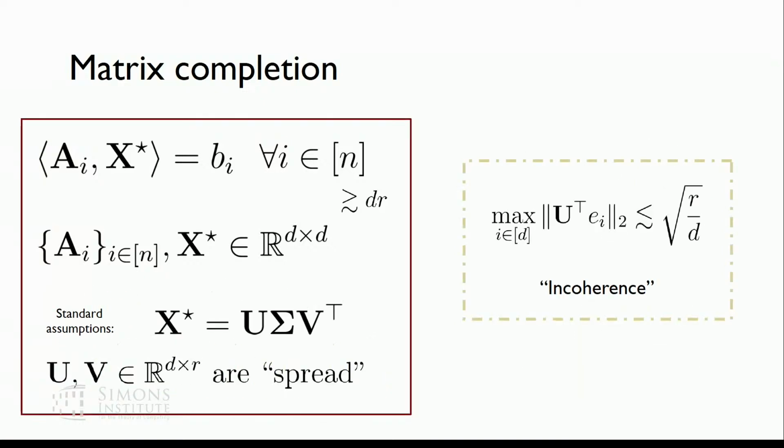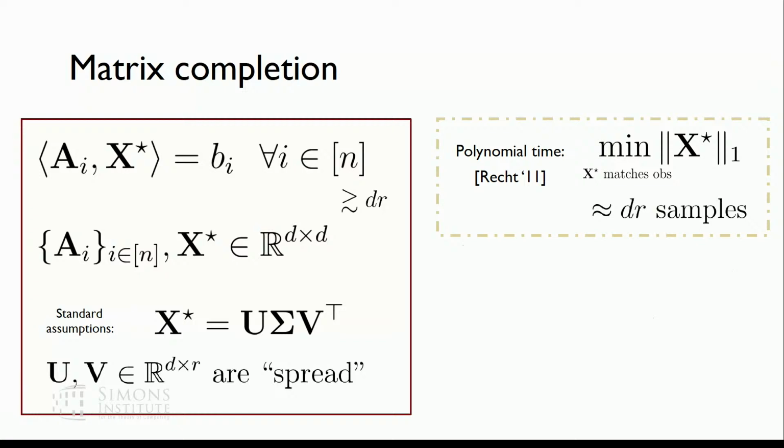So you have to make an additional structural assumption, which is that you dodge this worst-case behavior. Typically, the way this is phrased is that the row and column spans of X star are spread in some way. They don't place too much mass on any particular coordinate. This is known as incoherence. The technical definition doesn't matter too much, but basically it means that it doesn't favor any coordinate too much. Okay. So under these assumptions, what do people know how to do?